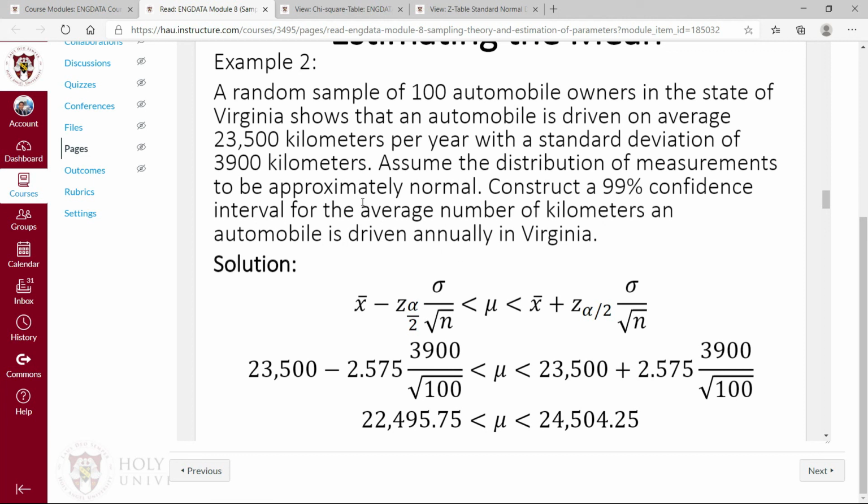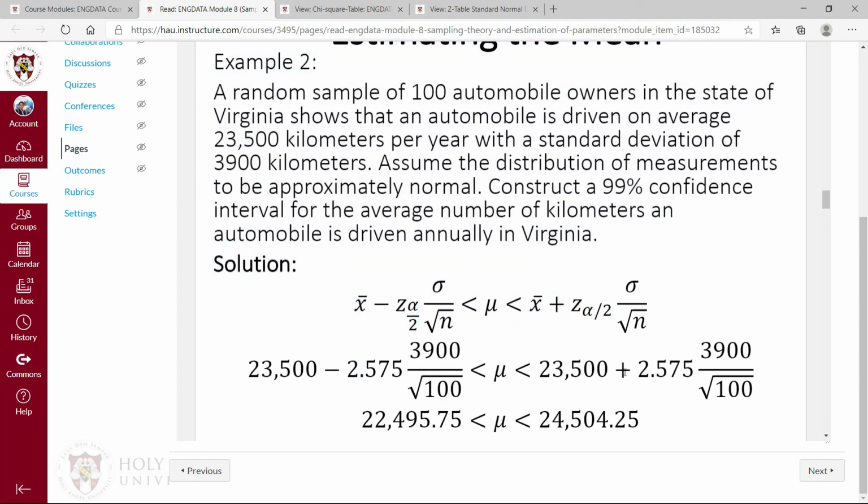So you have your X bar here, and this is your standard deviation of 3,900, and n is 100. The alpha level z score we have solved from example 1B. Then standard deviation over square root of 100, so minus for the lower limit and plus for the upper limit.